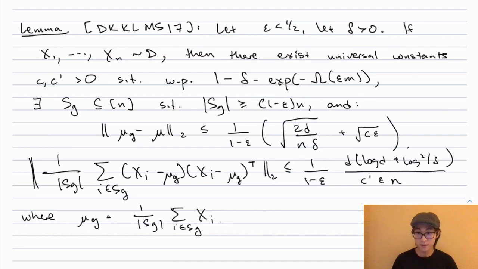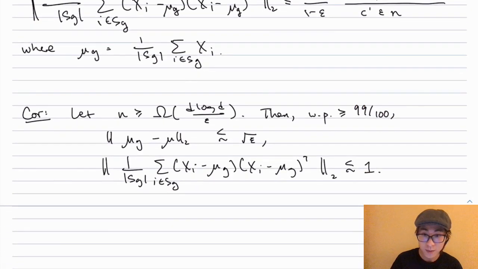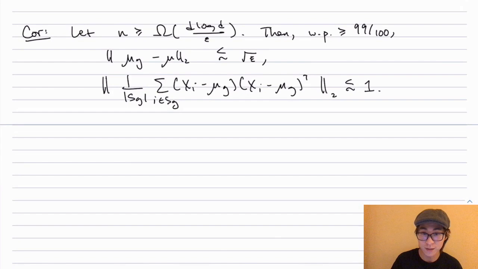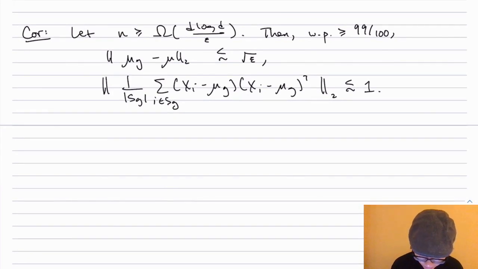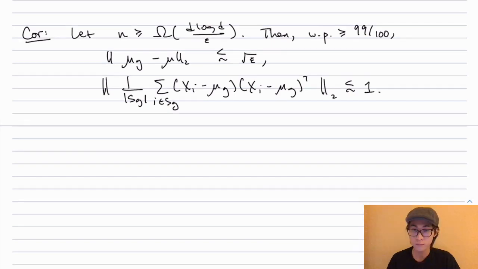Okay, so there's some relatively complicated expressions on the right-hand side. We can just simplify this for sake of exposition with this corollary, which just says that if n is sufficiently large, then with very high probability, the empirical mean of this set of points is at most root epsilon away from the true mean, and the empirical covariance is upper bounded up to constants by 1.